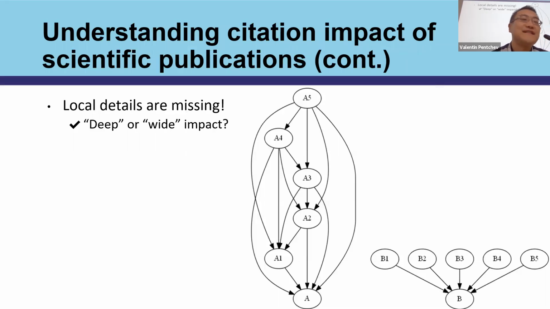For instance, in the second figure, we should find the citation impact of publication B is wider, such as a true paper, and most of the citing papers just cite the focal publication separately without any interaction. When I say interaction, it means citing relationship. On the other hand, publication A receives 5 citations, but all of these 5 citations cite each other, such as A5 cites A4, A4 cites A3, something like that. So the citation impact of publication A is considered deeper.